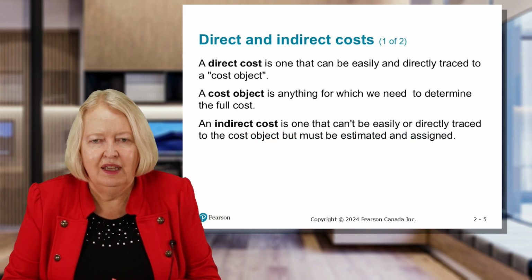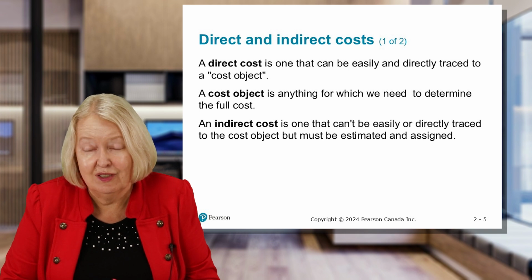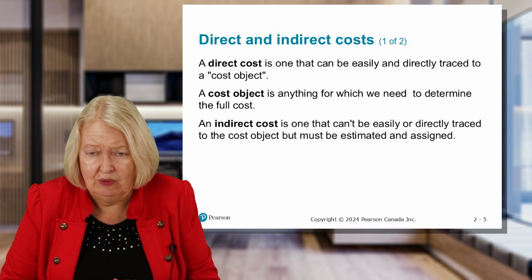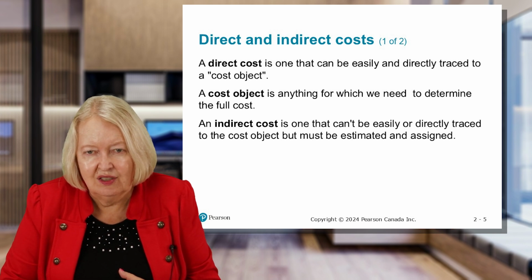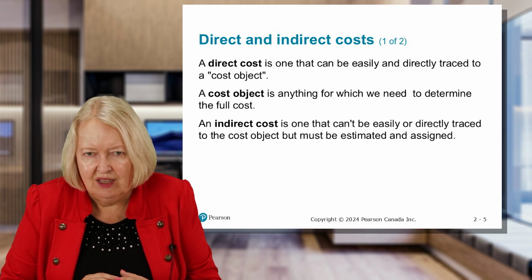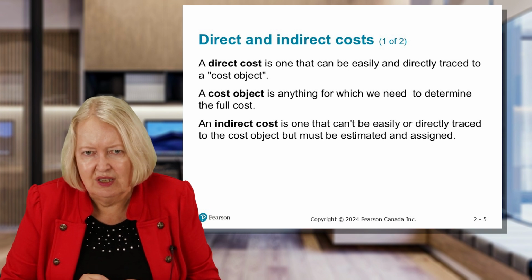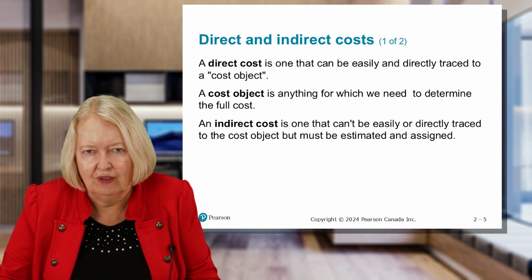When you're manufacturing products, you have both direct and indirect cost. A direct cost is one, as the name would imply, that can be easily and directly traced to the cost object. So if you're making a desk, the wood that goes into the desk can be traced. Whereas an indirect cost is one that can't easily be directly traced. So you think about the small nuts and bolts that go into a desk. These are indirect costs that you don't bother to trace. It's not worth it from a cost point of view.